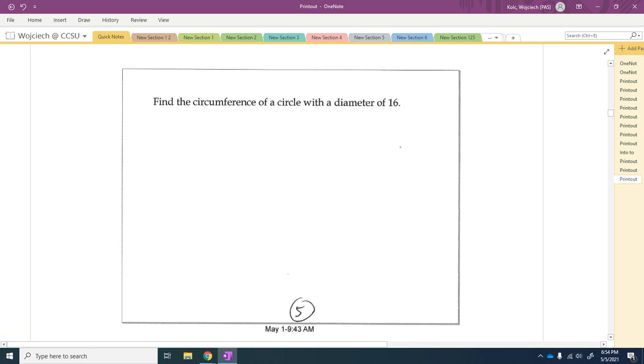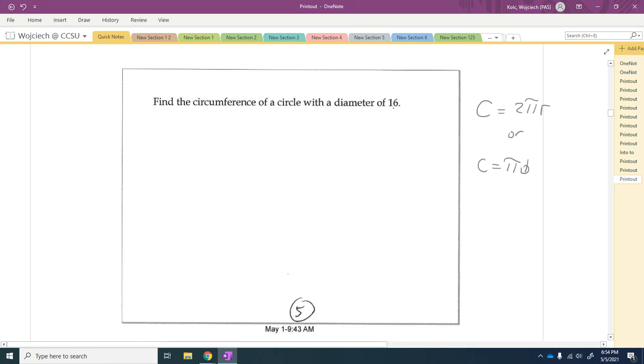Find the circumference of a circle with diameter of 16 units. First of all, let's introduce some formulas. Circumference by definition is the distance around the circle, which is almost like perimeter. But when we say circle, we say circumference. Circumference equals 2 pi r, or you could also say circumference equals pi d. Why are we allowed to say this? Because diameter is twice the radius. Okay, so circumference equals 2 pi r, or circumference equals pi d.